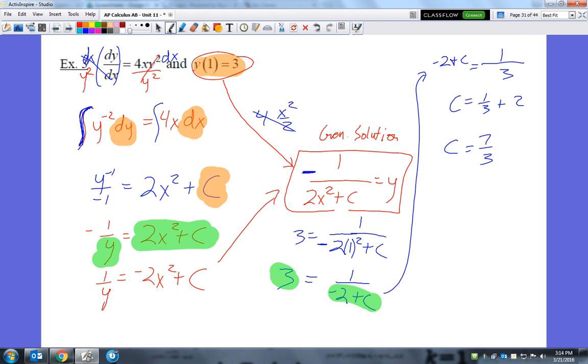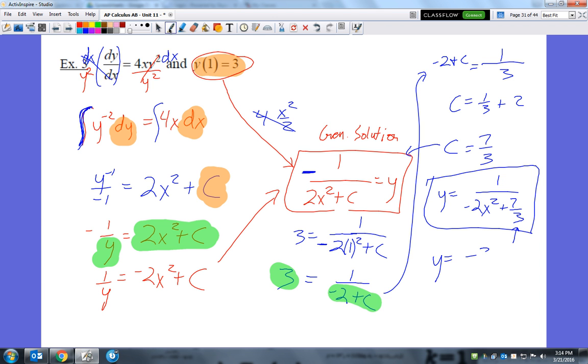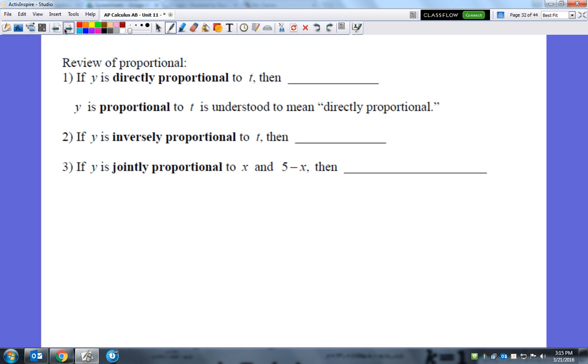So plugging it back into my general solution, I'm going to have y is equal to, you can write that negative there, or you can write it down here, negative 2x squared plus 7/3. Alright, so if you wanted to alter this 3 here, you can by getting a common denominator, and if you rewrote it, those of you interested in that practice, you should get this form right here, negative 3 over 6x squared minus 7. Alright, so now let's go to review of proportions.